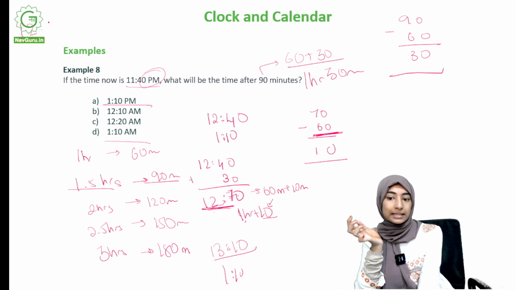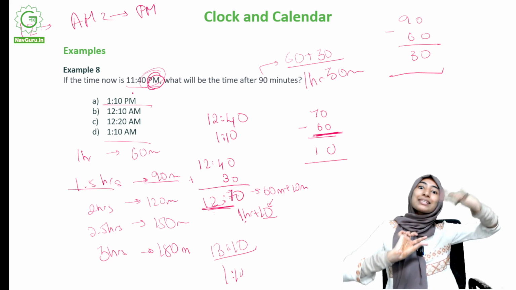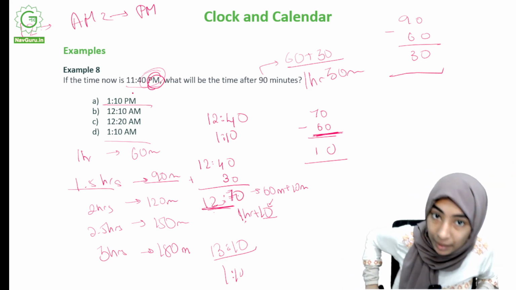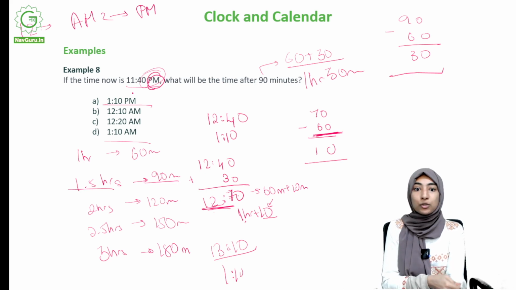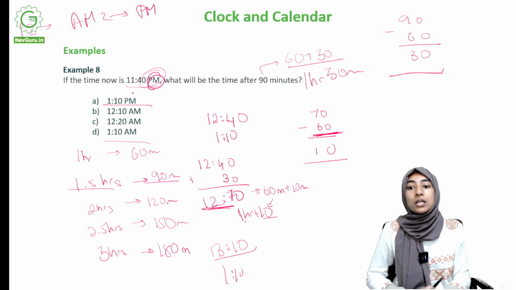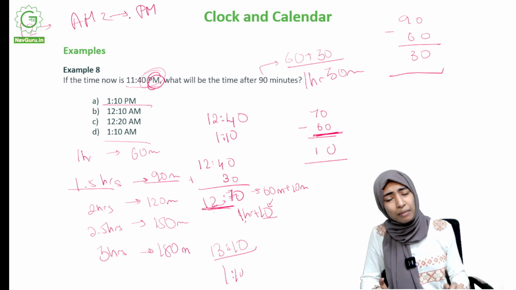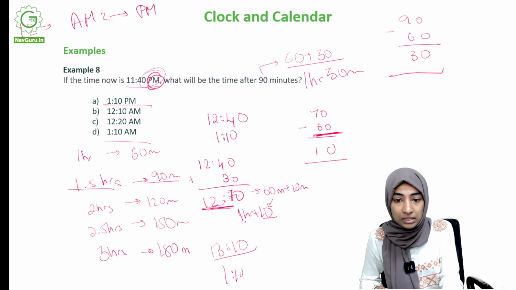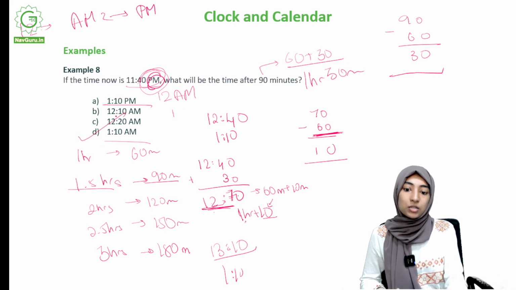So 12 is basically the time when AM changes to PM and vice versa, right? So if something is at PM, at 12 it will become AM. If something is AM, at 12 it will become PM. So basically, if you have 11 AM, right, the next hour will not be 12 AM, it will be 12 PM, right? So that is basically what happens. So here, since it's PM, at 12 it will become AM. So then at 1 also that same thing will follow. So the answer is 1:10 AM.